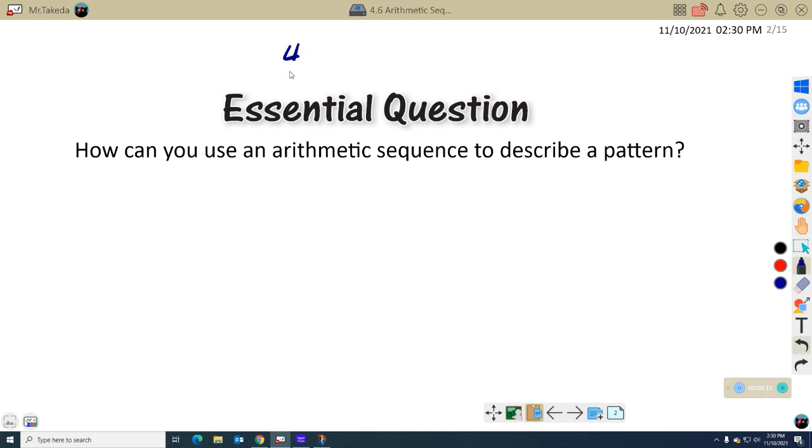This is lesson 4.6 on arithmetic. You spell it, I know it looks like arithmetic, but as an adjective, we say arithmetic sequences. And we've done some of this kind of stuff before when we're dealing with linear functions, linear relationships. Let's move on here.